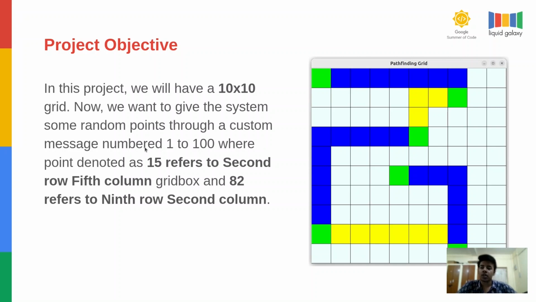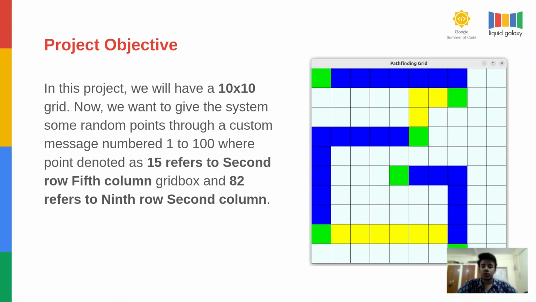What is a custom message? We will learn that. But for now, you can understand that there are 100 boxes, right? In a 10 cross 10 grid, there are 100 points, coordinates, whatever you say. And then in that 1 to 100, each refers to one of those boxes. So a message means basic information. You are passing information to the system that will contain a number from 1 to 100, where each number refers to a grid box in the 10 cross 10 grid.